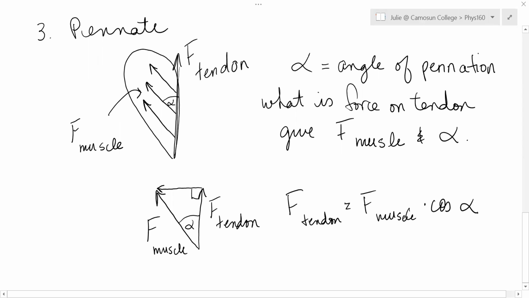Okay, so there's an example of how you get the force on a tendon for pennate muscles like your deltoids or your tibialis posterior, rectus femoris. Those are all pennate muscles. Okay, so that'll do for now.